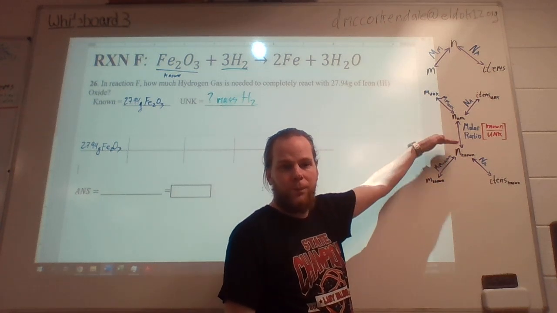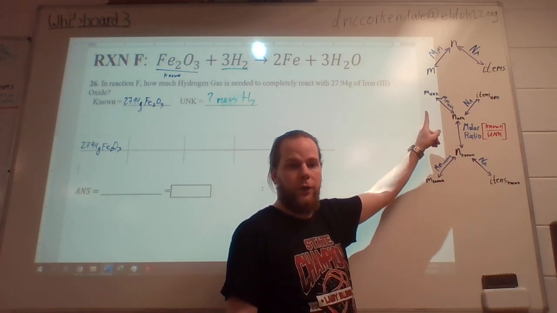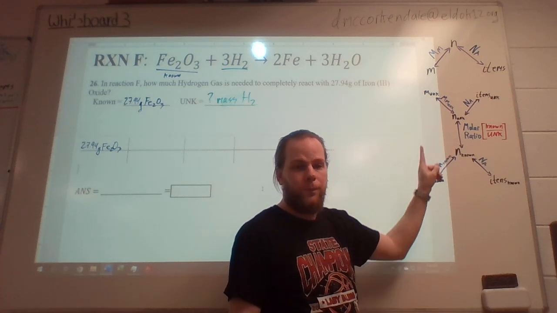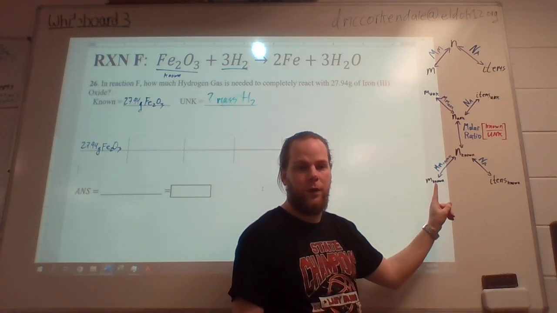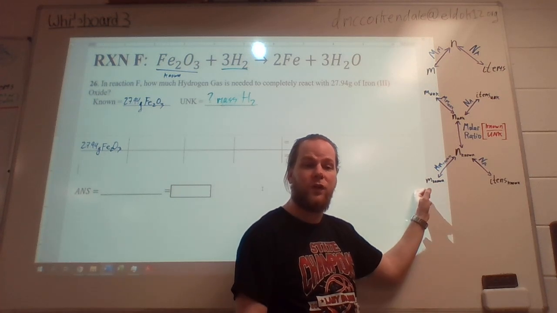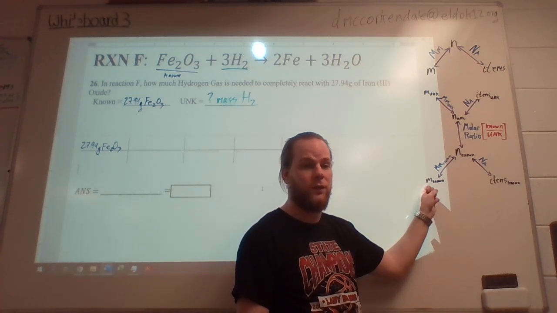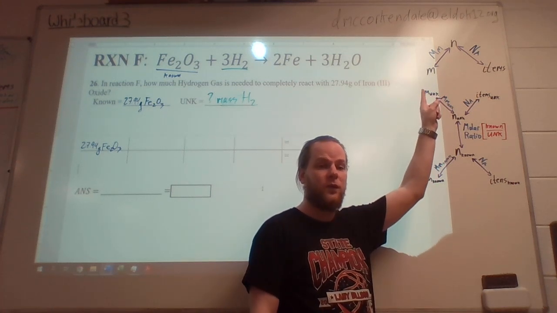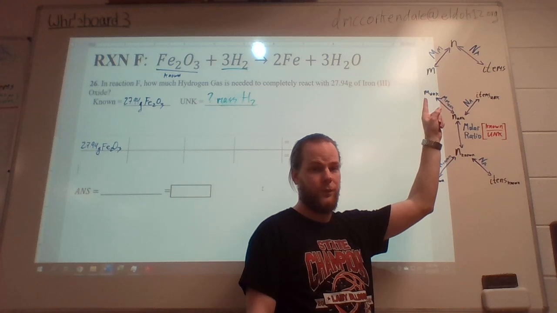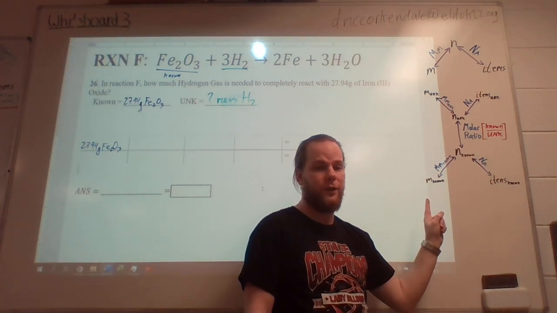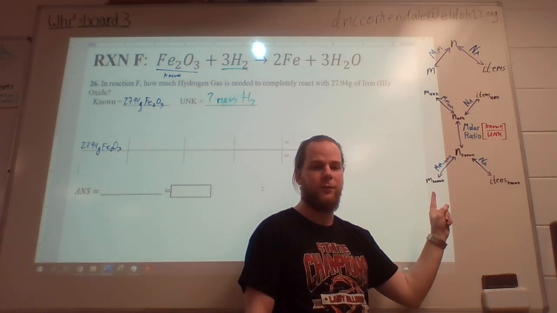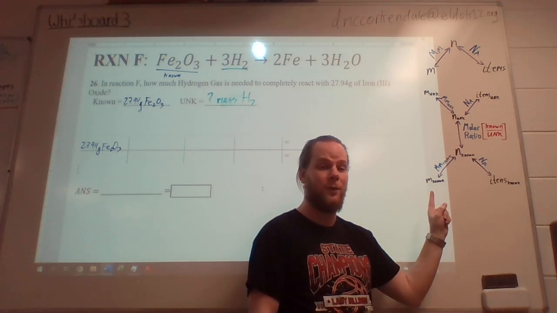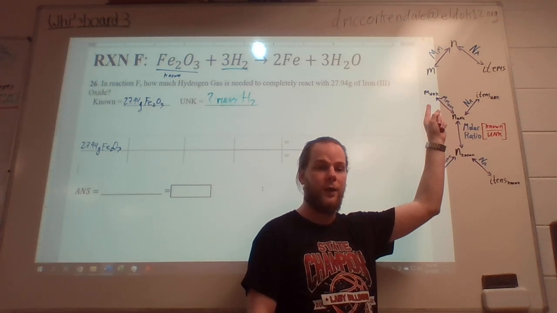The bottom is all known. The top is all unknown. So our known is the mass of Fe2O3, the mass of our known. That's what we're given. And what we're asked to find is the mass of our unknown. So we are going from this point on this web to the top of the web here.